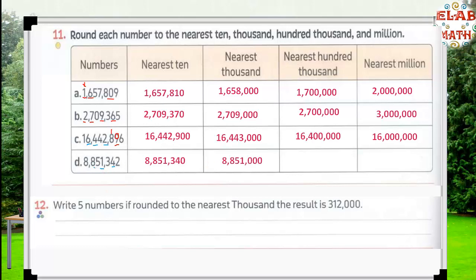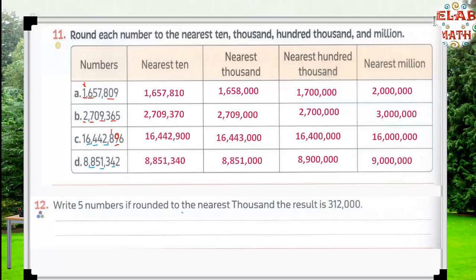And next point, in the hundreds place we have 8. Next digit is 5. We said 5 or more, you should add 1 to 8 to be 9. You have here 9,900,000. Last one, 8 in millions and 8 in the 100,000 place. That means you should add 1 to 8 to be 9 million. Number 12, write 5 numbers. He wants you to put 5 numbers.